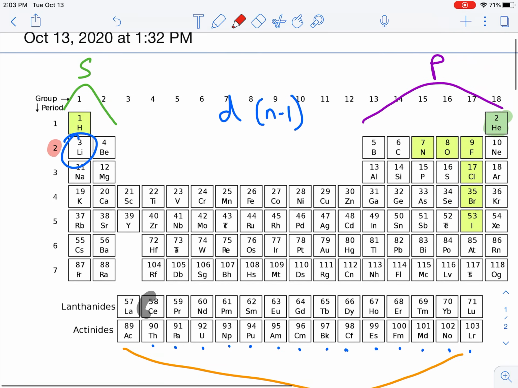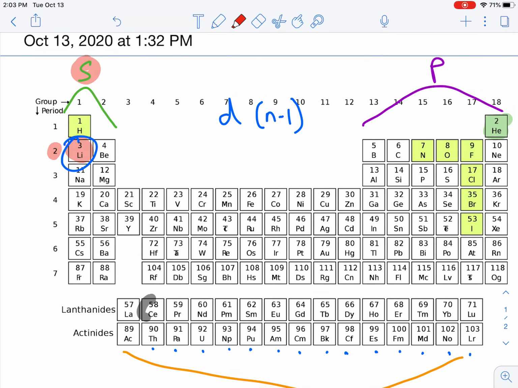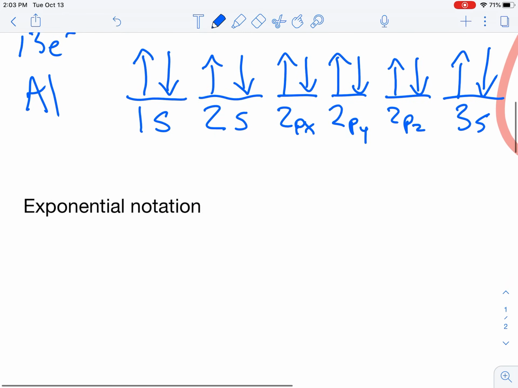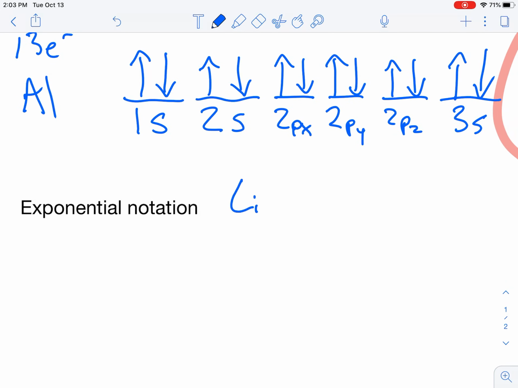Here's the 2. This is S block, and it's the first element in S block. So I know the very final thing is going to be 2s1. It's going to look like that because that's the last location. Let's see if that information matches up. I've got 3 electrons to work with.